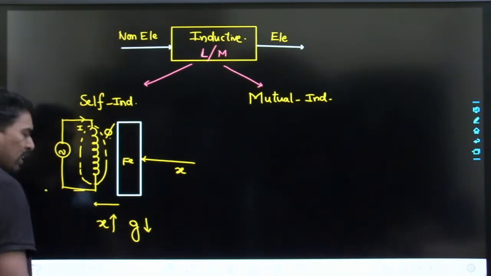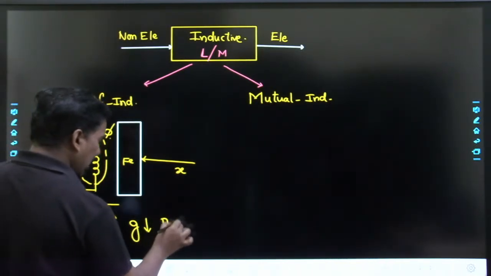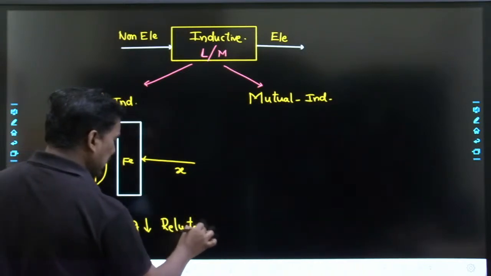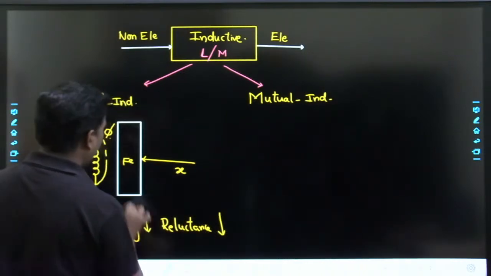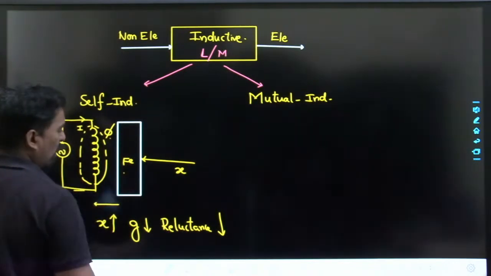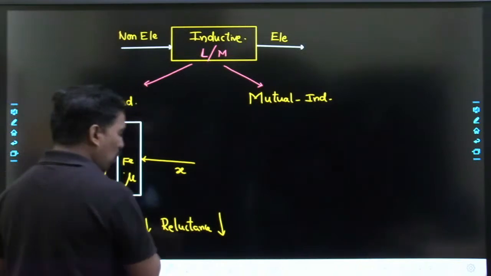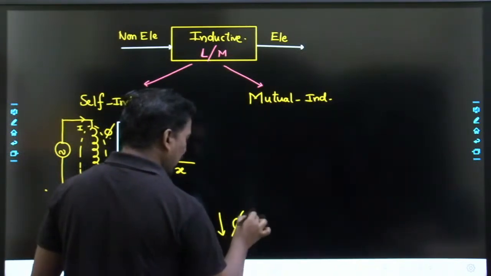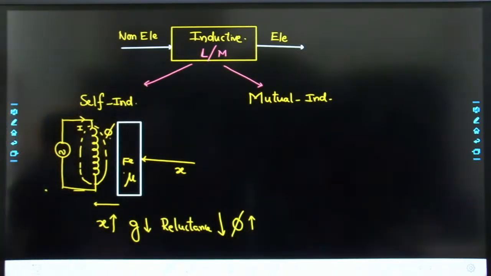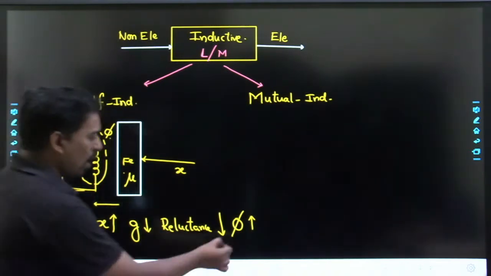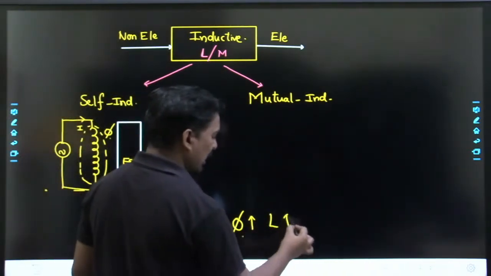If the air gap decreases, then what happens? The reluctance decreases. When the reluctance decreases, what happens? This is an iron rod, so it is highly permeable, having good permeability. So when reluctance decreases, it attracts more flux, and the flux component increases. Am I right or not? When the flux component increases, the self-inductance increases.